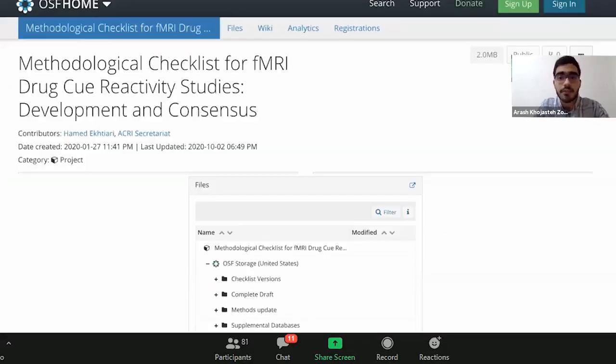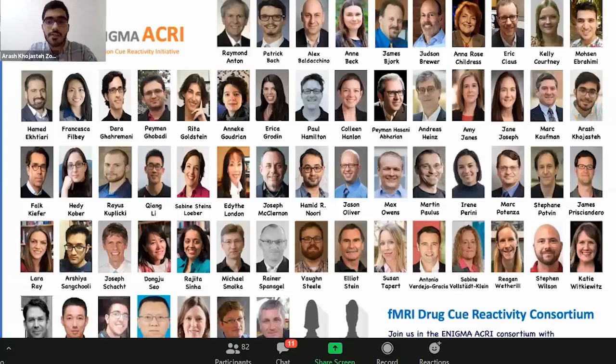And you can find the relevant instructions and the final checklist versions here on the OSF webpage. And actually, the manuscript was also collaboratively written by the steering committee and all the ENIGMA ACRE Consortium. They also added their comments and revisions on the prepared document.